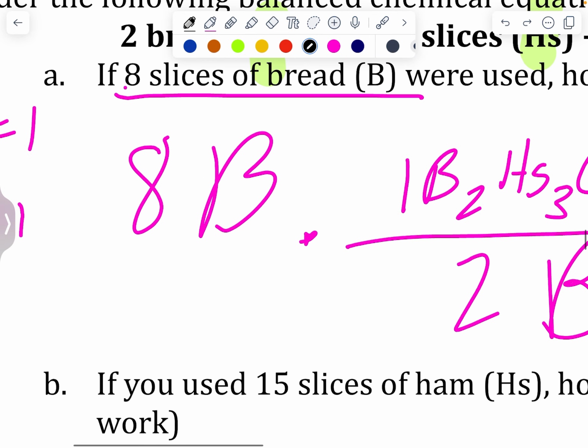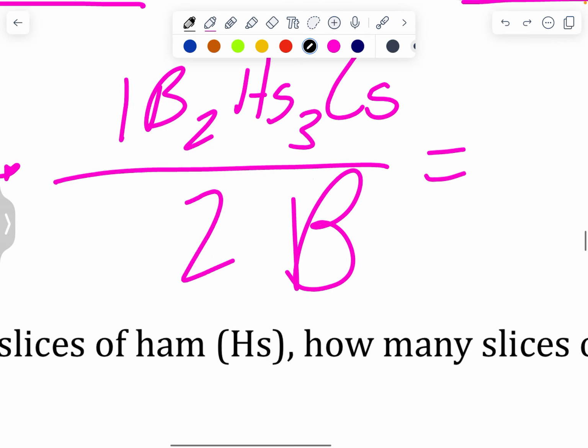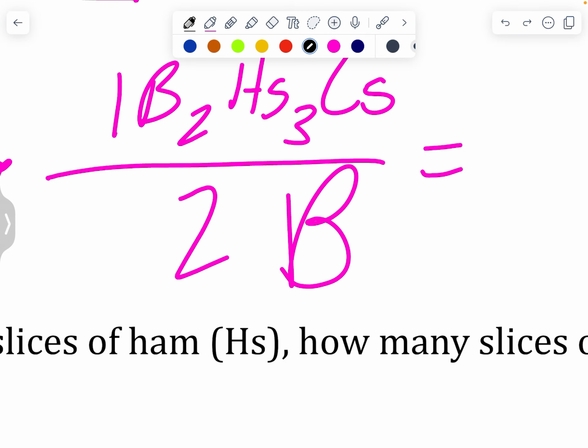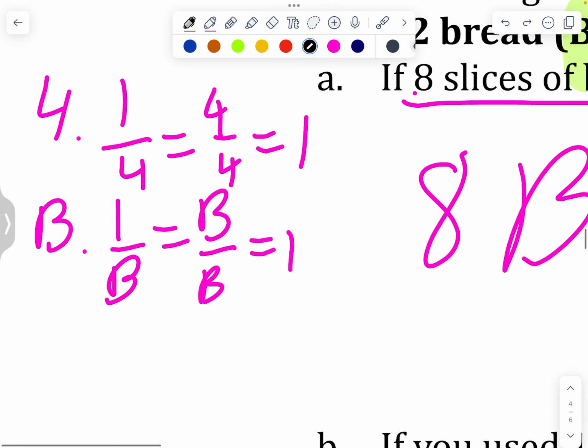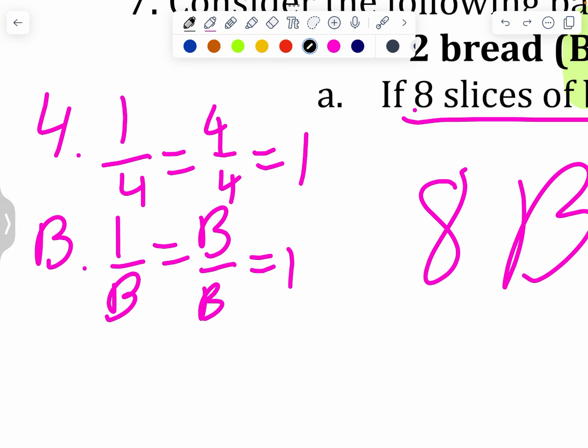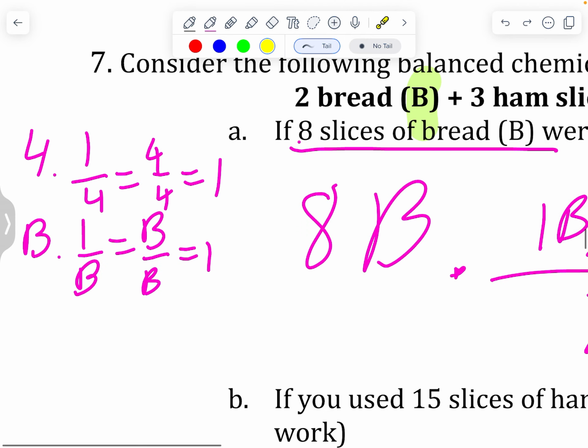Let's start with what we have, 8B. Then we're going to bring down the letter B. Why? Because I'm trying to cancel it out. And I have an example here. So B times 1 over B equals B over B. And B over B equals 1. This is the same idea as when we have numbers. Okay, so we're just replacing our numbers with letters. And it does the same thing.